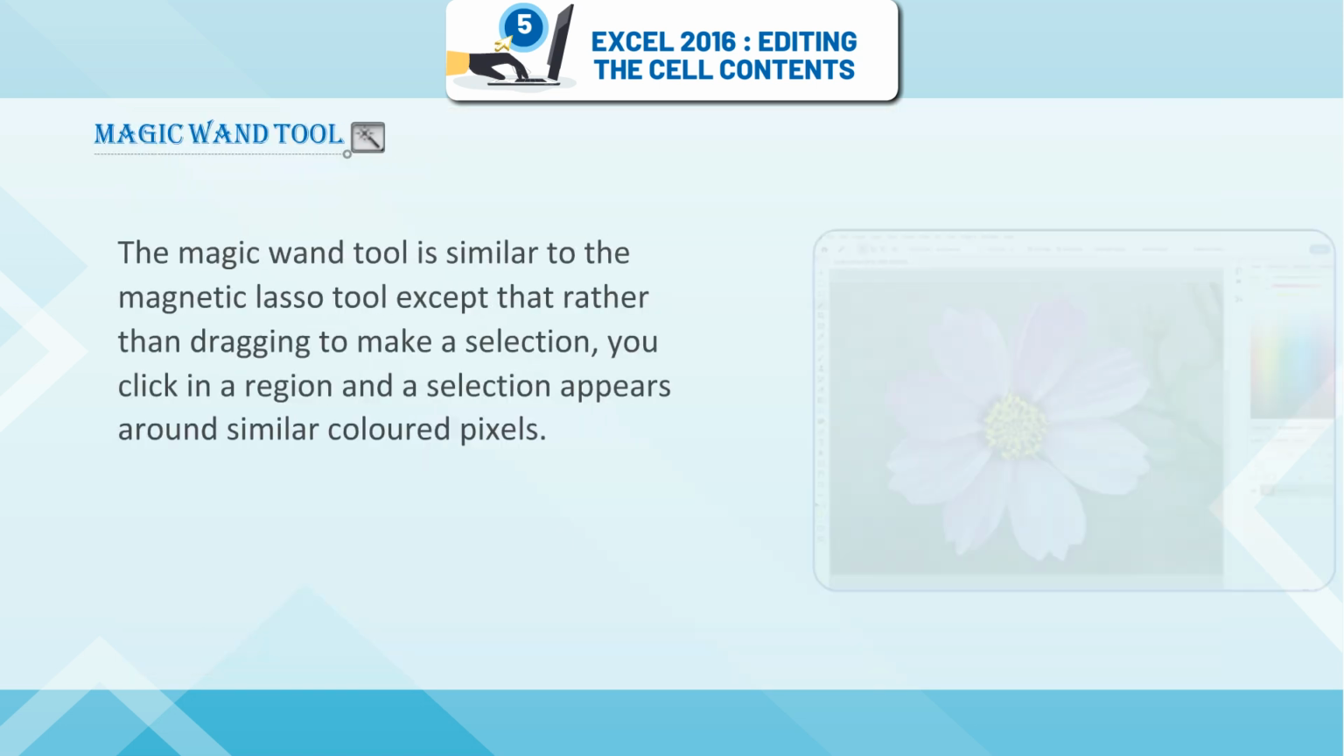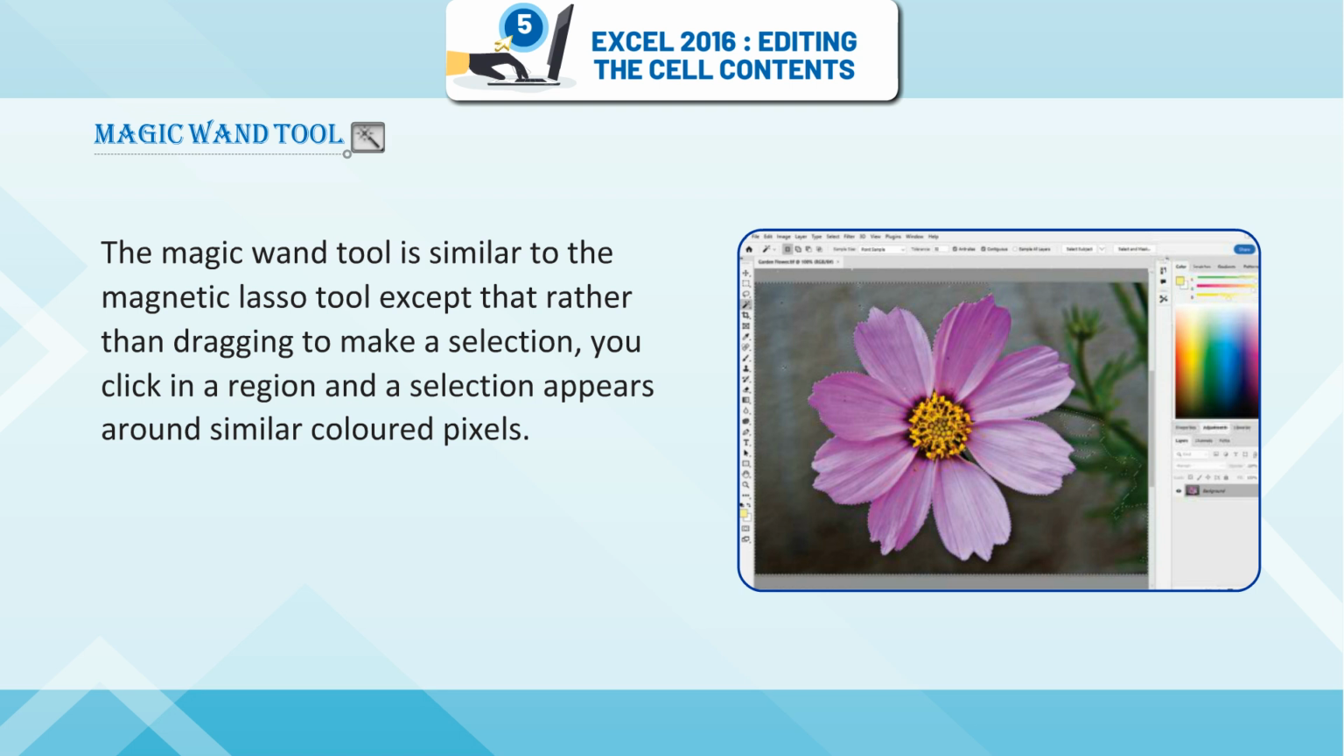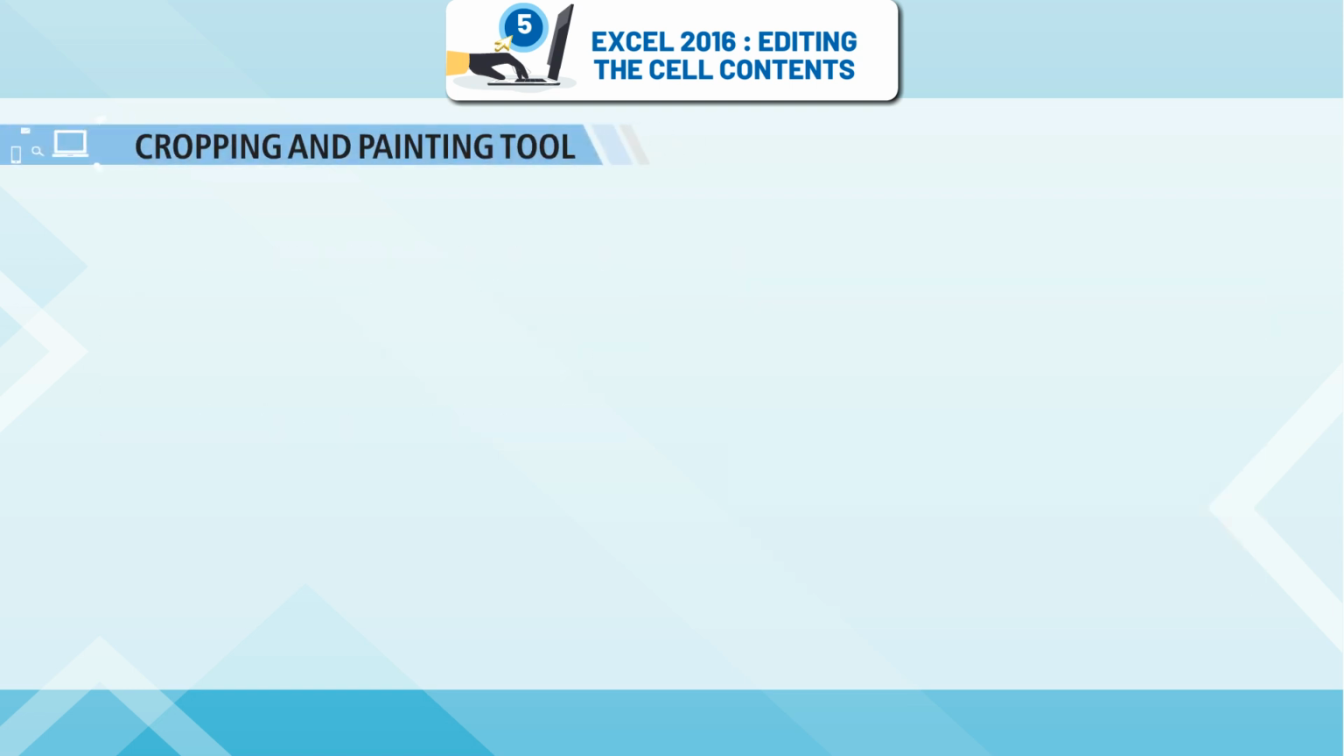Magic wand tool. The magic wand tool is similar to the magnetic lasso tool, except that rather than dragging to make a selection, you click in a region and a selection appears around similar colored pixels.